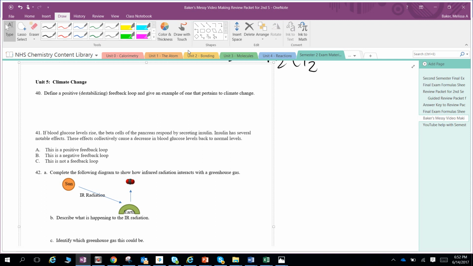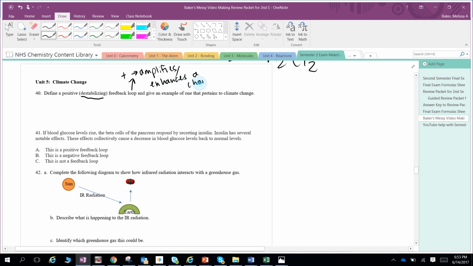Let's review the climate change questions for the second semester exam. The first question says, define a positive feedback loop which is destabilizing, and give an example of one that pertains to climate change. Well, it kind of defines it right here when it says it's destabilizing, but a positive feedback loop is one that amplifies or enhances a change. I kind of like to think about it as the one that gets out of control.